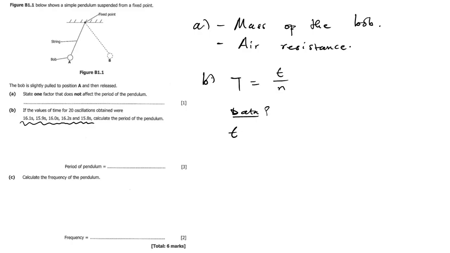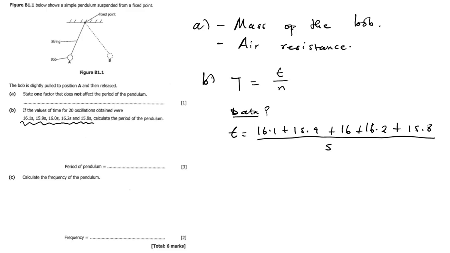and say to find time, we'll have to sum up all the time intervals that we have, which is 16.1 plus 15.9 plus 16 plus 16.2 plus 15.8, and divide this by the number of time intervals, which are basically 5. So if we do our math right, the sum in the numerator will give us 80 divided by 5, and 80 divided by 5 is 16. So we have 16 seconds.